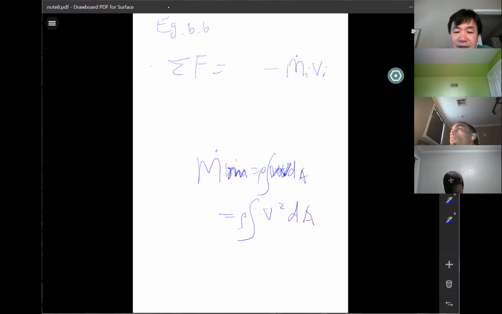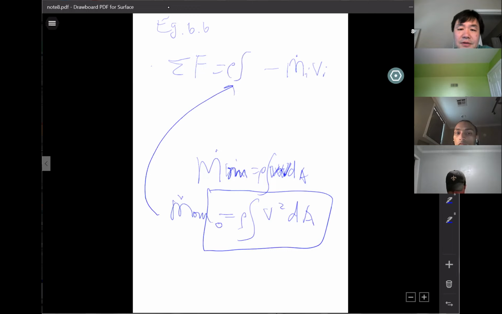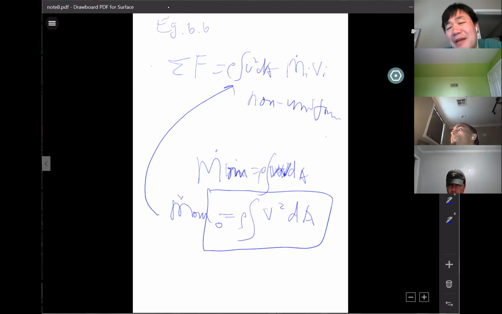Okay. These are the momentum terms. In this problem, let's say momentum out. Here you will have rho V squared dA. That's the standard form if it's non-uniform velocity. Both momentum terms can have non-uniform velocity. So I think the most difficult problem I can give is three-dimensional non-uniform velocity at the inlet and outlet.